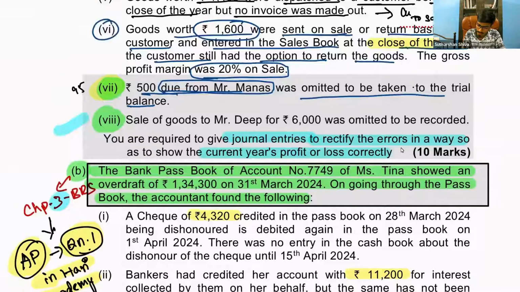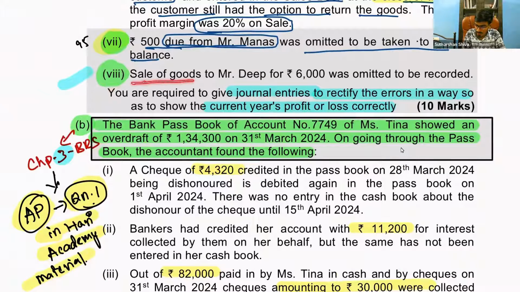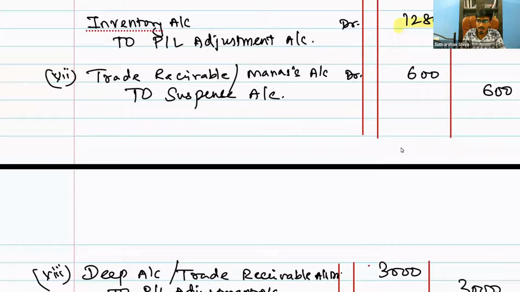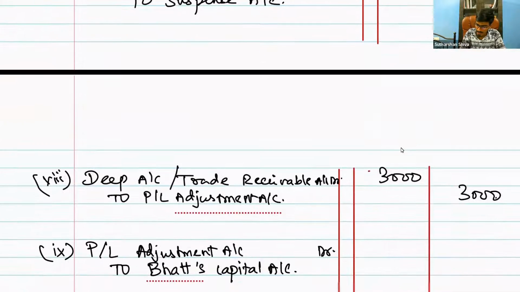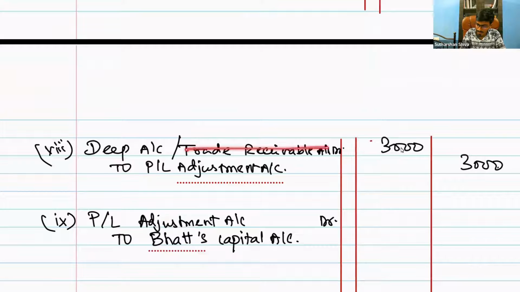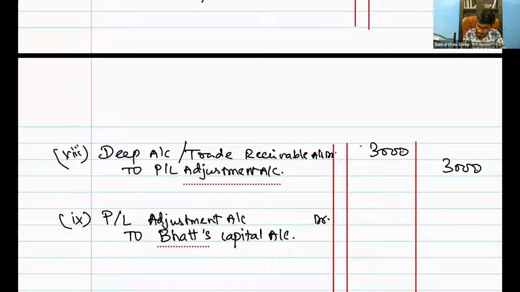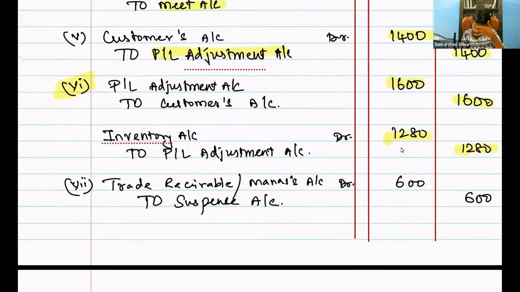Then the last entry under the rectification of error: sale of goods to Mr. Deep of 6,000 was omitted to be recorded. It has been omitted to be recorded. You have completely omitted that, but you need to record it. Just simply record it. Trade receivables to sales. So now it will become trade receivables, yes, trade receivables to sales. Now it has become Deep to sales. Finally, it will become Deep to P&L adjustment, 3,000, 3,000. Now, take a calculator.